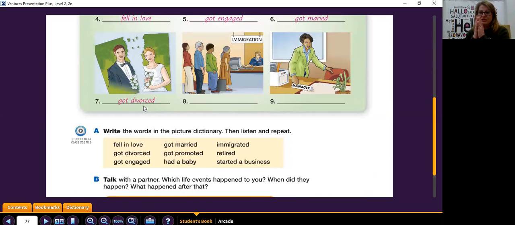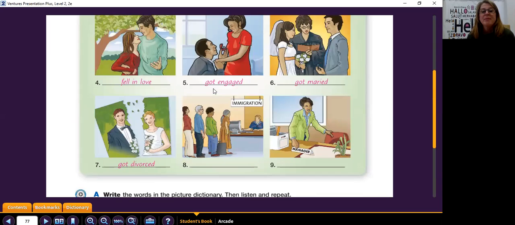Anytime you're divorced, you're separating from your spouse, but people can also, I've heard, well, I don't even want to go into that. Yes. All right, so get divorced. Here we go. So we are looking at number 8 is immigrated. Okay. And number 9 is got promoted.